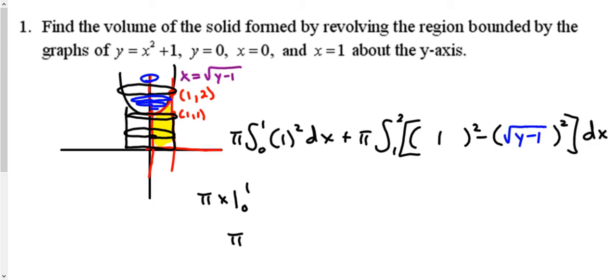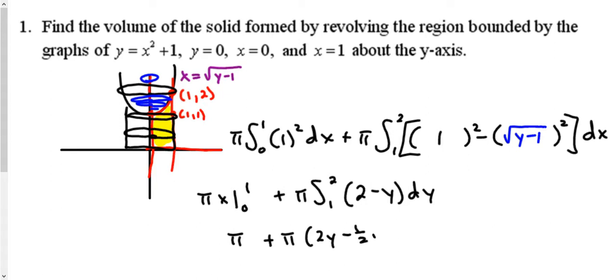But now for this other part, we got pi plus pi times the integral from 1 to 2. Here, I'm going to get 1 minus, when I square this, I'm going to get y minus 1. So this makes that positive 1, plus 1 would be 2 minus y. So I integrate that, and I get 2y minus 1/2 y. And I do that from 1 to 2.